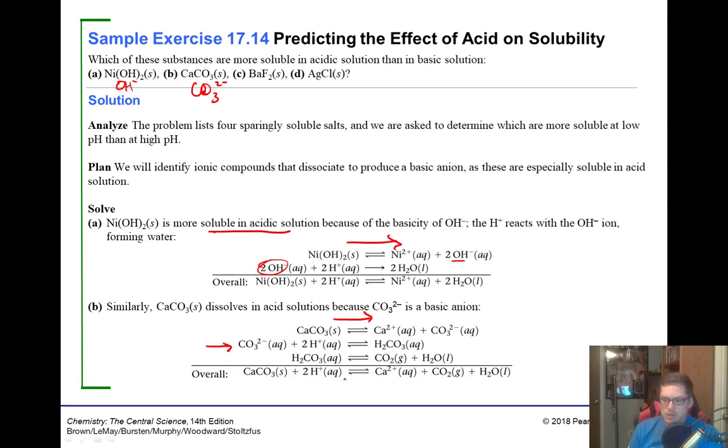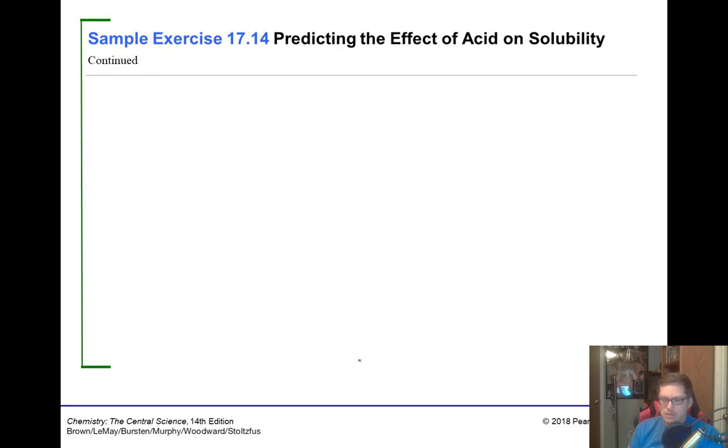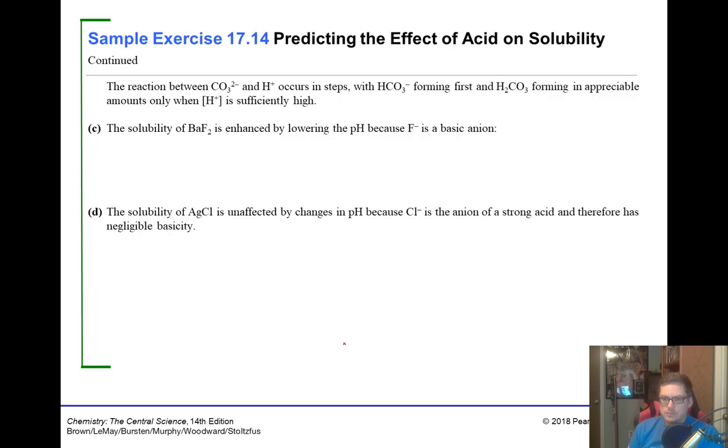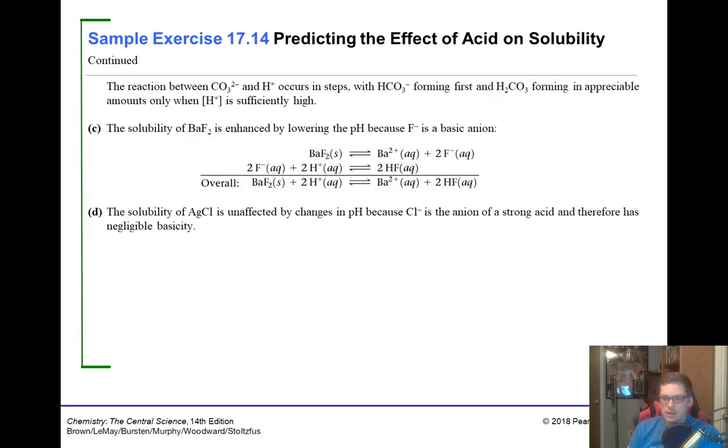And they've walked you through how they come up with this whole overall equation. It's pretty simple, though. We take this calcium, all the things that we've just talked about, add them up, and we get all of these guys here. Solubility of BaF2 is enhanced by lowering the pH because F minus is a basic ion. So again, F minus here is a weak base, so it'll react with the acid that's in solution, forming your HF. And so our overall equation looks like this. So the solubility is enhanced by lowering the pH. So essentially, if our anion is basic, our solubility increases in acidic solution.